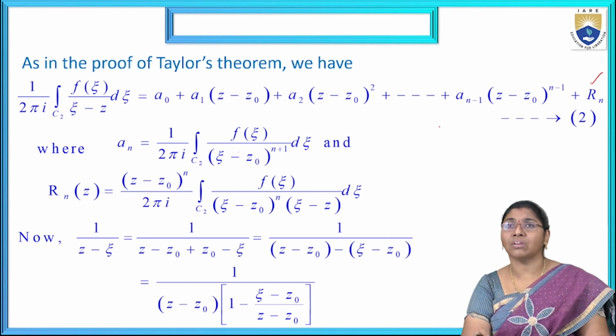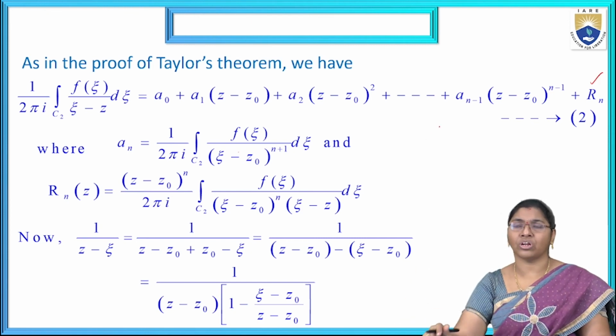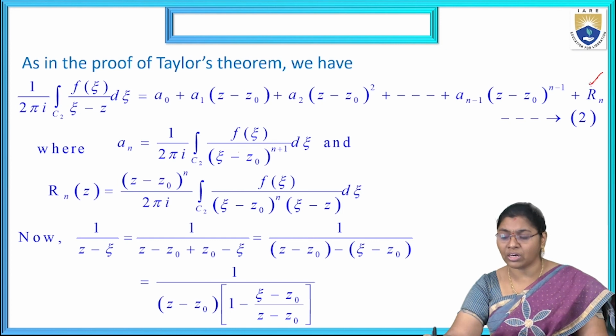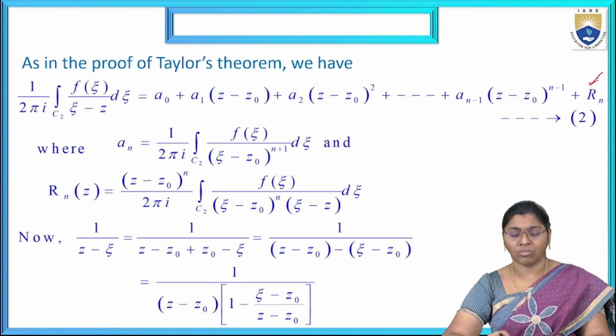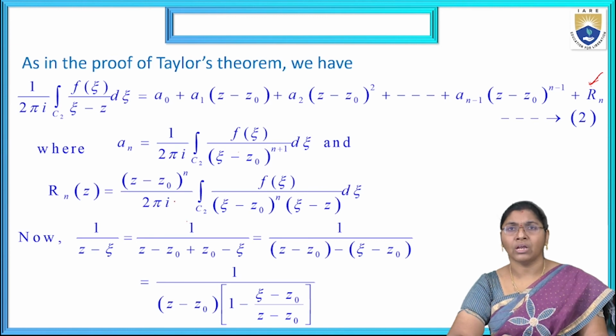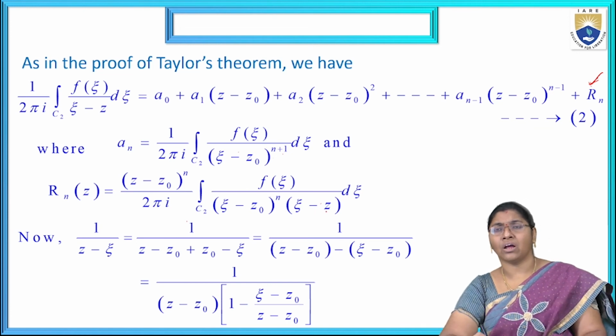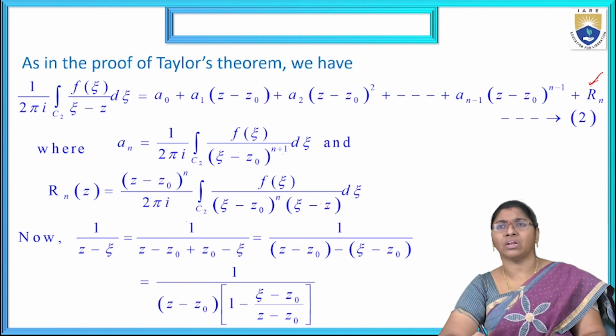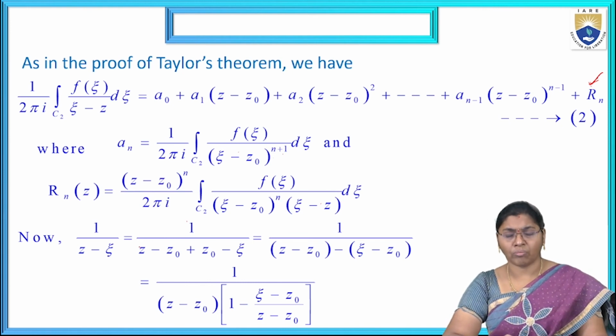N is the last term. That is the Taylor series expansion last term. Always we are using the remainder term also. That remainder term is this one: R n of z equals (z minus z naught) whole to the power of n by 2 pi i integral over C2 of f(z) by, here the denominator can be split into two parts, (z minus z naught) whole power n into (z minus z) dz, that equals 1 by z minus z.